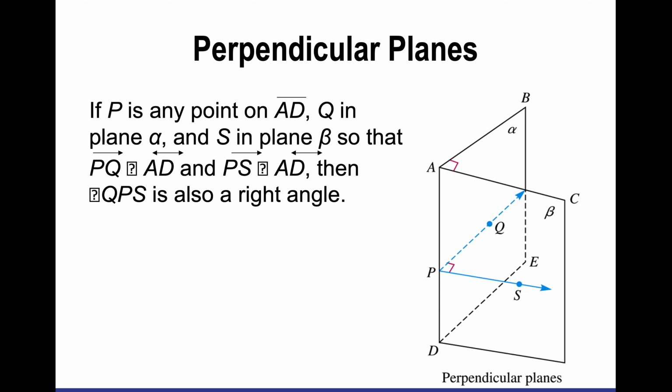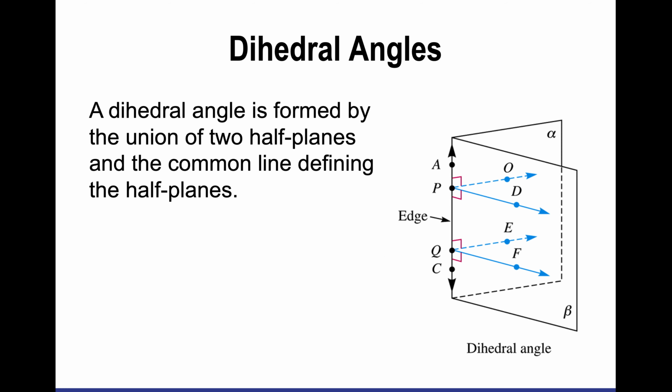Two planes are perpendicular if they meet at a right angle. So if you took two sheets of paper and you put them together at a 90-degree angle, they would be perpendicular planes. Dihedral angles are formed by the union of two half planes, and they have right angles with the half planes.